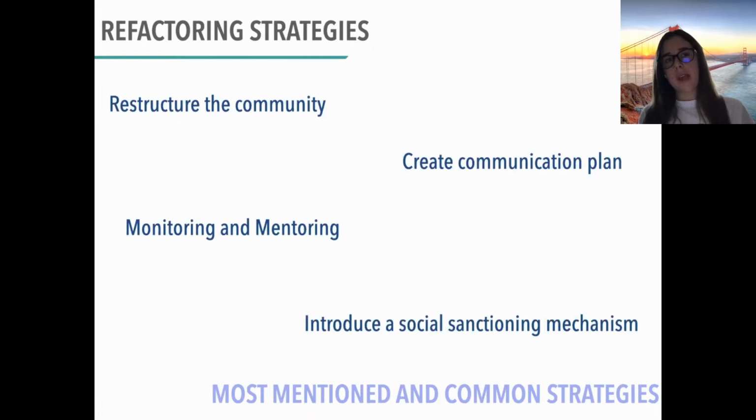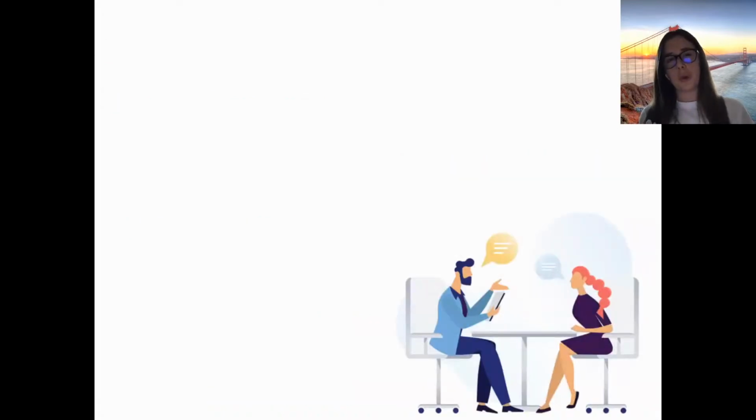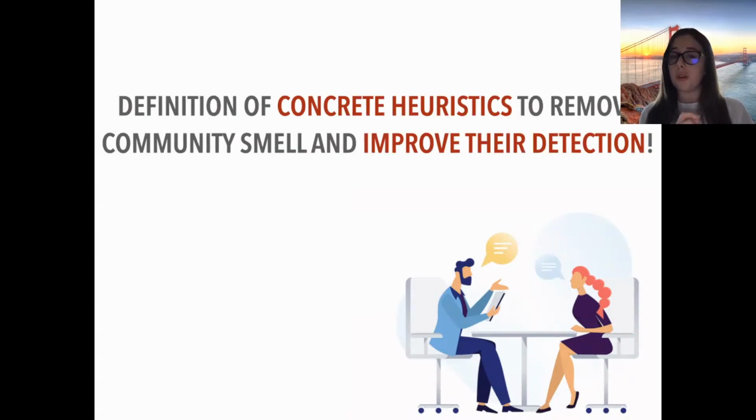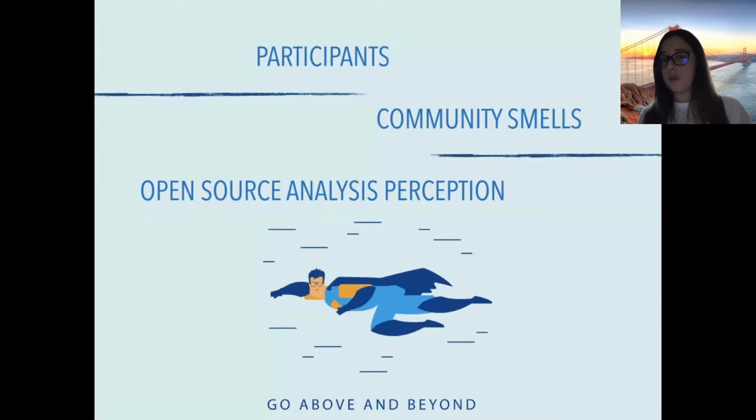So we are aware that we need to confirm these refactoring strategies, and we plan to do more in-depth interviews, but we believe that this is the first step toward the definition of concrete heuristics to remove community smells and improve their detection. For this reason, as future work, we plan, of course, to involve more participants, involve more community smells, and also analyze the open source perception, because our participants belong to closed source companies.